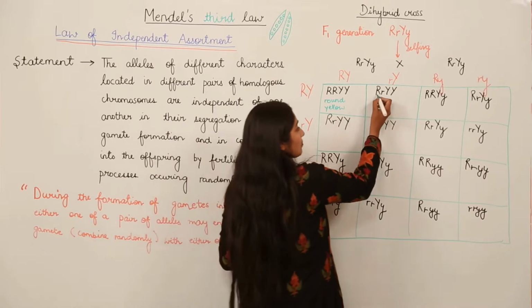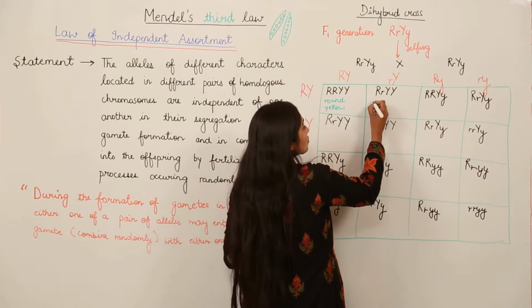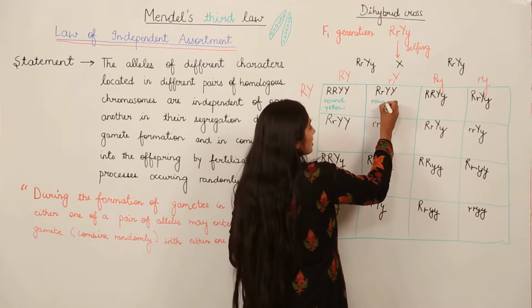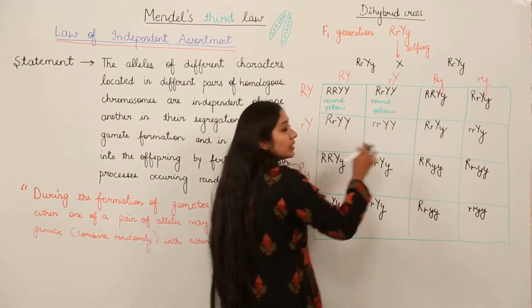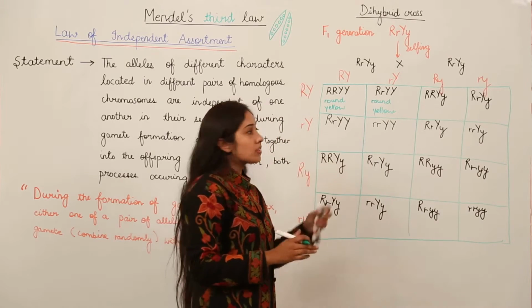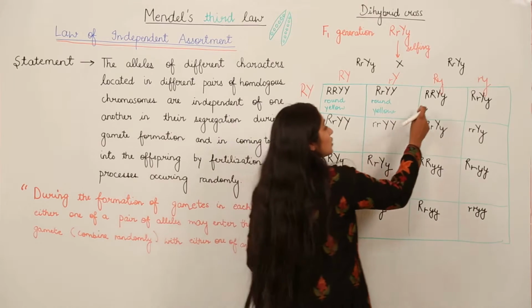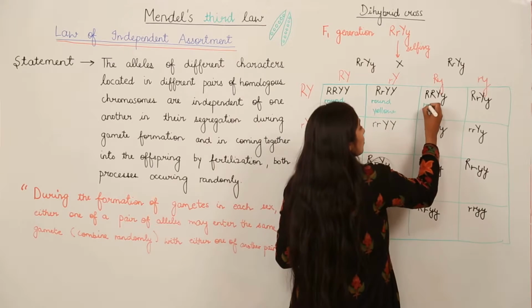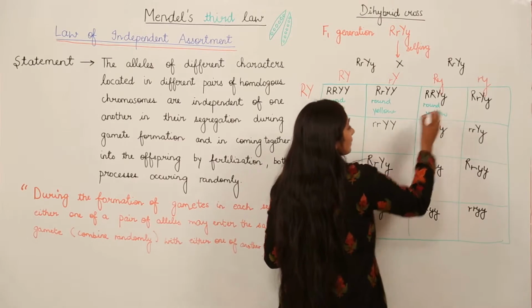Next also we have a capital R and capital Y. We have two capital Y and one capital R. So again, because the dominant allele is present, we'll have a combination that is round seeds with yellow cotyledons, because this is the dominant characteristic trait. So the plants will have round seeds with yellow cotyledons. Next also, since we have the dominant traits, we have the capital ones. So round seeds with yellow cotyledons.